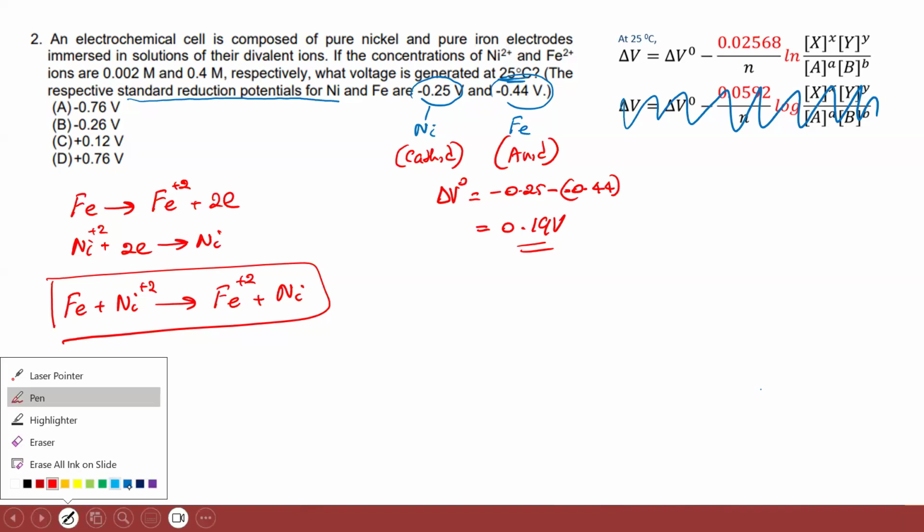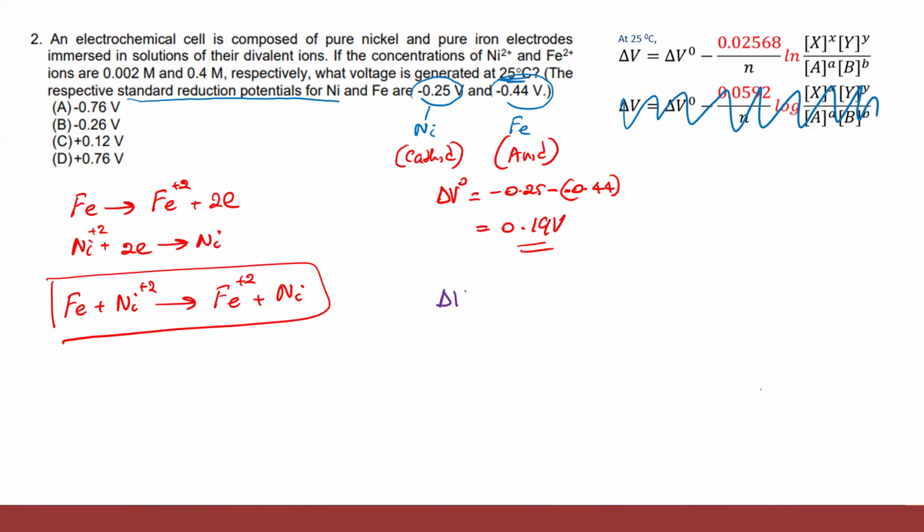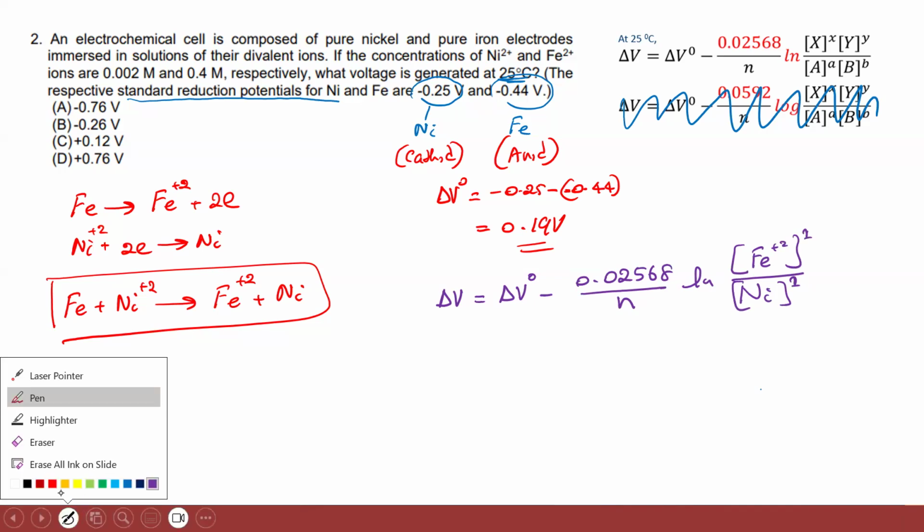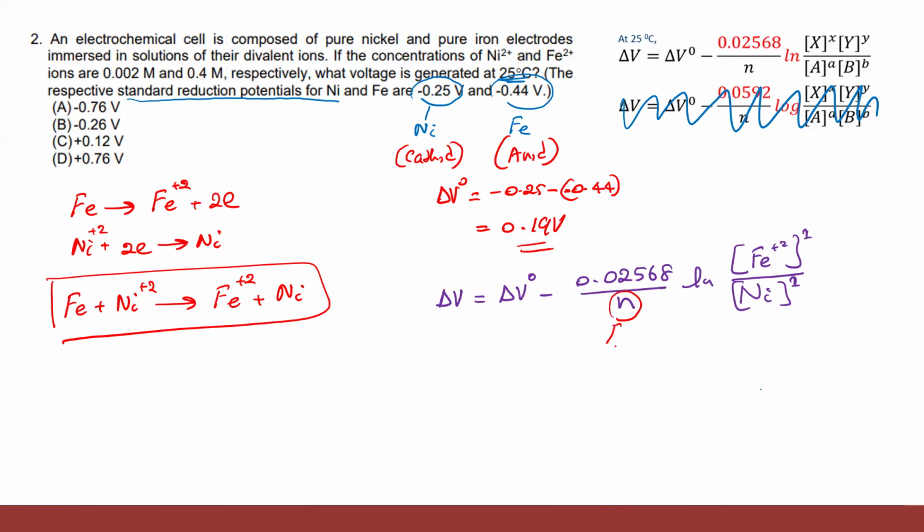We are going to use the Ln equation this time. So delta V is equal to delta V naught minus 0.02568 divided by n, times Ln of the Fe concentration divided by the Ni concentration. Am I right? For both, we have one. N is 2, that's right. So this is two electrons.